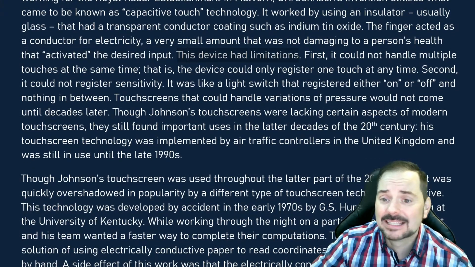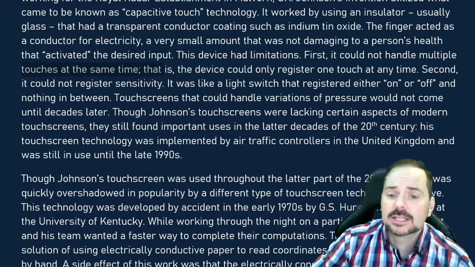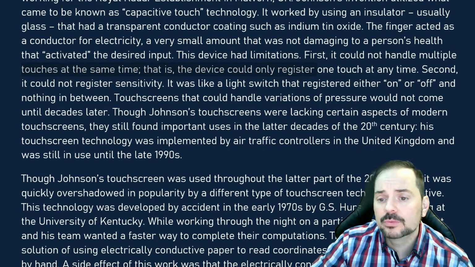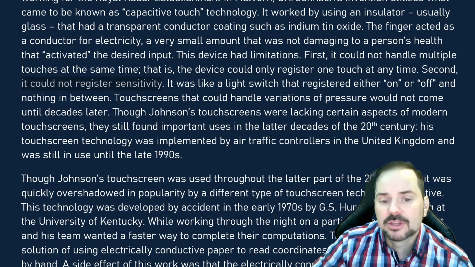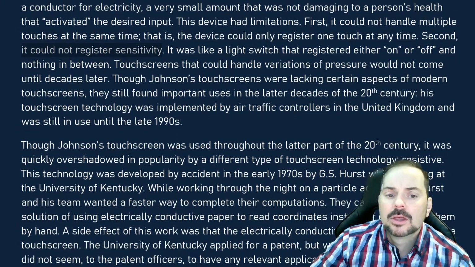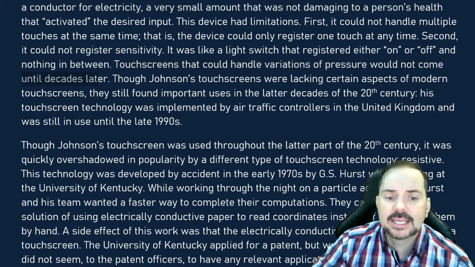This device had limitations. First, it could not handle multiple touches at the same time. That is, the device could only register one touch at a time. Second, it could not register sensitivity. It was like a light switch that registered either on or off, and nothing in between. Touchscreens that could handle variations of pressure would not come until decades later.